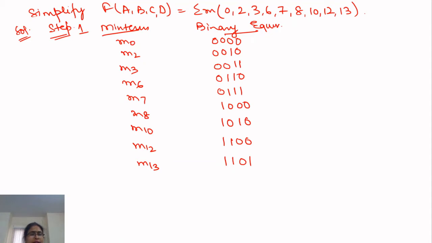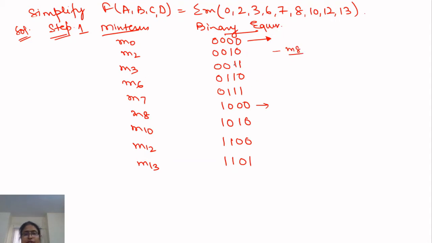So this is step 1, that is writing the binary equivalent. Step 2 is we have to make the groups according to the number of ones. So 0 is a single group. It is not added to anyone because it has no 1 in it. So M0. Then M2 is a single one. 8 is a single one. So M2 and M8. So in the second group, M2 and M8 will be there.